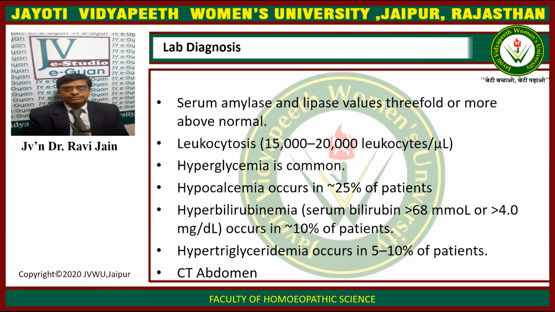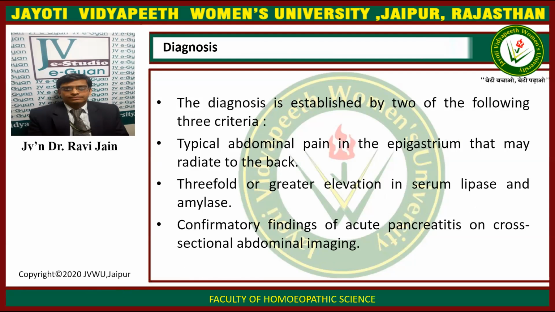There may be hyperbilirubinemia with serum bilirubin greater than 68 millimole per liter or greater than 4.0 mg per deciliter that occurs in around 10% of the patients. There can be hypertriglyceridemia that can occur in 5 to 10% of cases. We can do CT abdomen. Now, how will you diagnose the case?